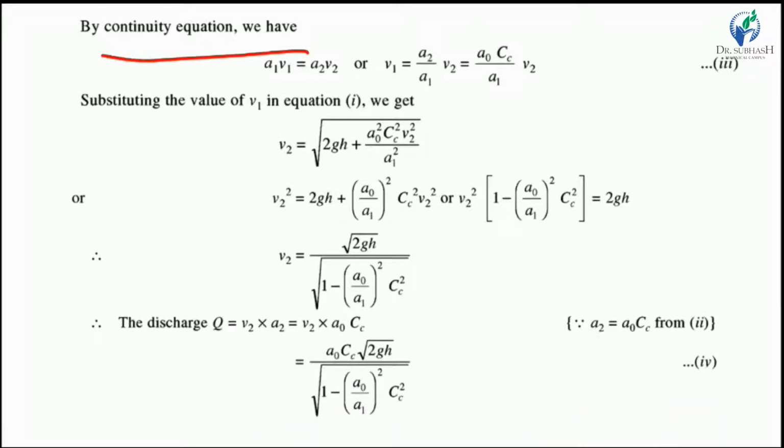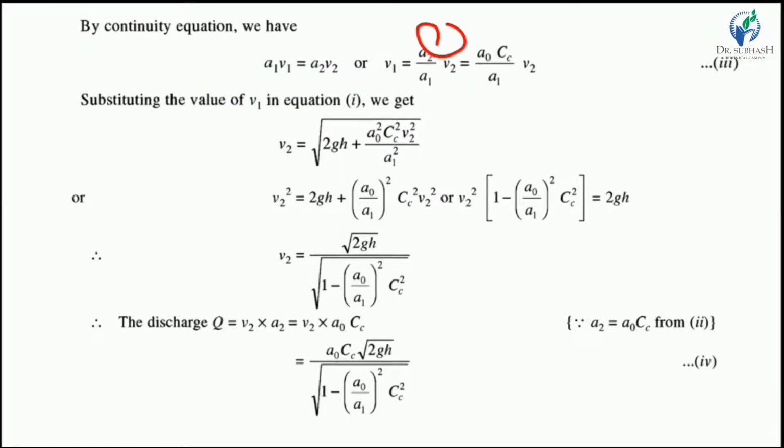Now applying the continuity equation at section 1 and section 2, A1 V1 is equal to A2 V2. From this relation we find the value of V1. V1 is equal to A2 upon A1 into V2.